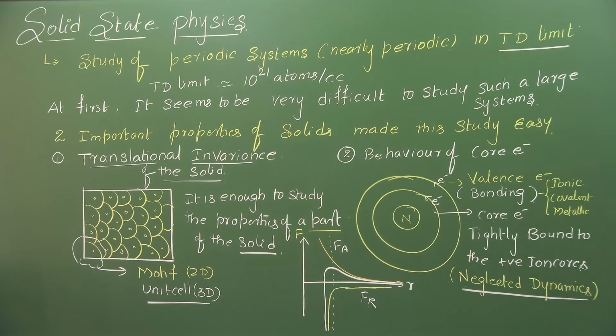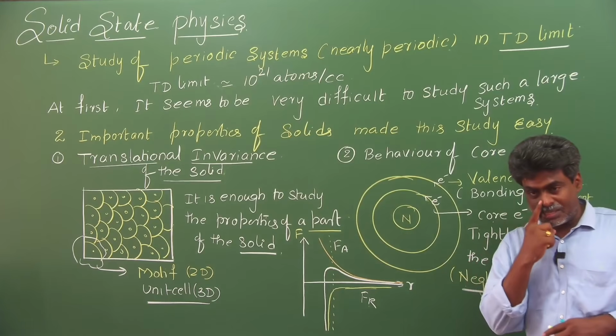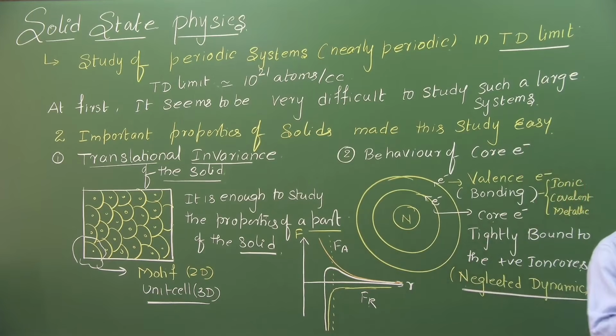That means overlapping of shells, s, p, d, f shells. In chemistry you studied sp hybridization, sp2 hybridization, all these things. That is nothing but the overlapping of shells, which is the reason for these bonds.